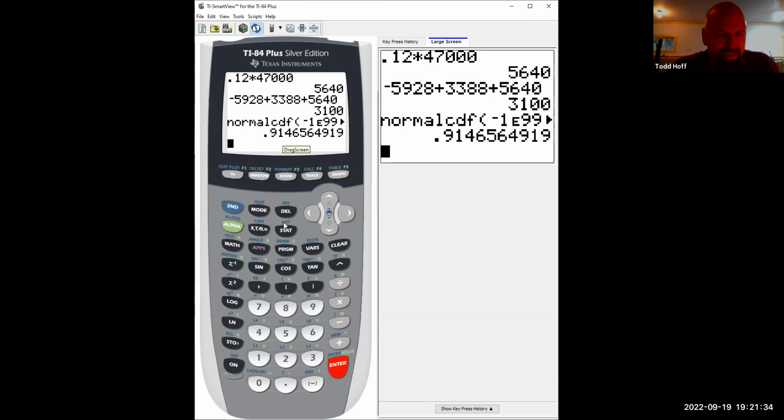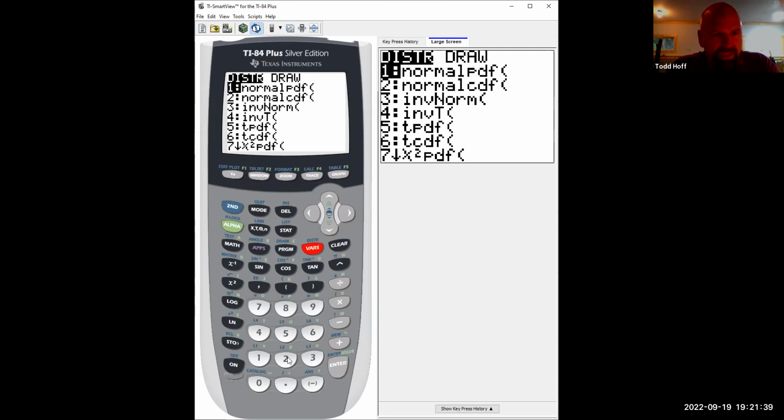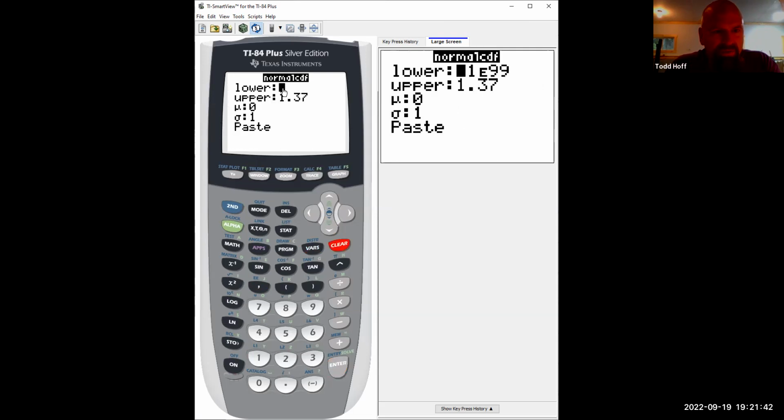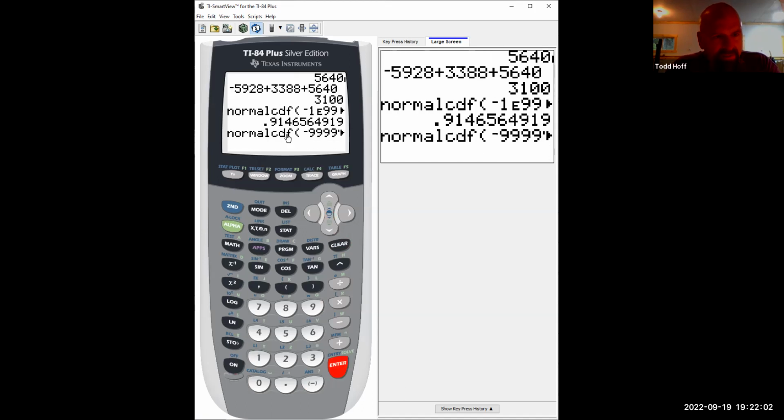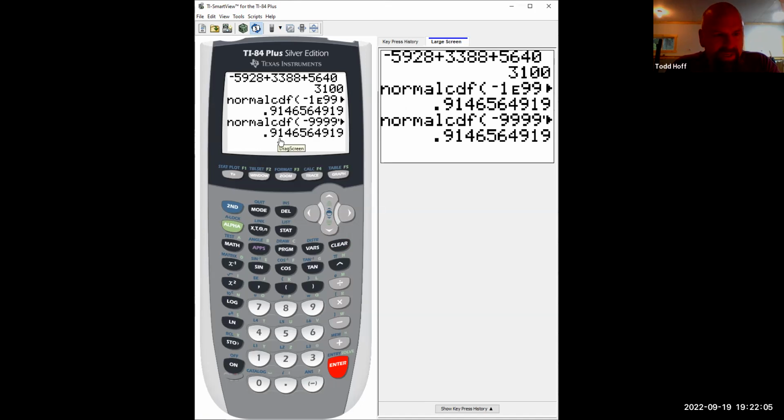Well, what about the other way I said that we could enter negative infinity? Let's do that. Second distribution, option 2 is normal CDF. So instead of doing the negative 1 EE 99, we could have just done negative followed by 6 nines. To me, that's the easier way of doing it because you don't have to go through the scientific notation. People tend to make fewer mistakes there. People have problems getting the scientific notation entered correctly. And notice we get the exact same probability, 0.9147.